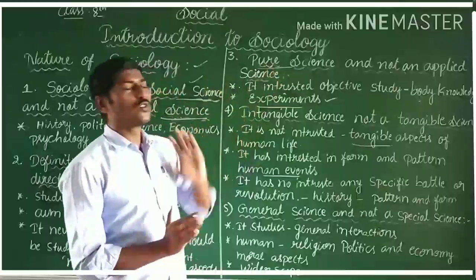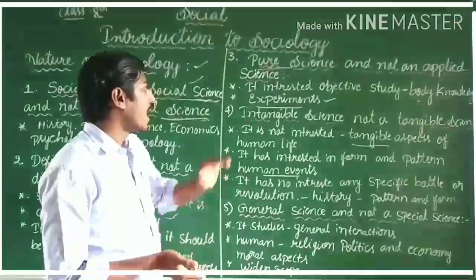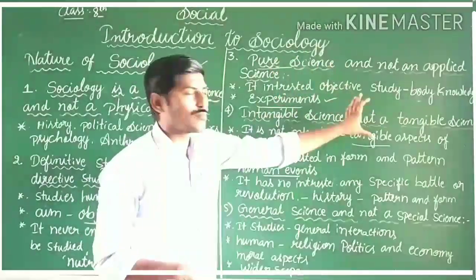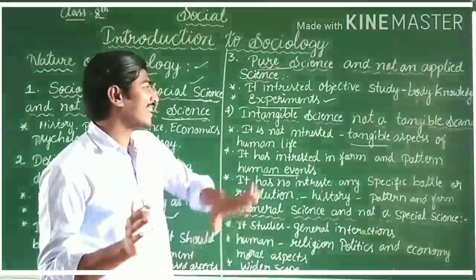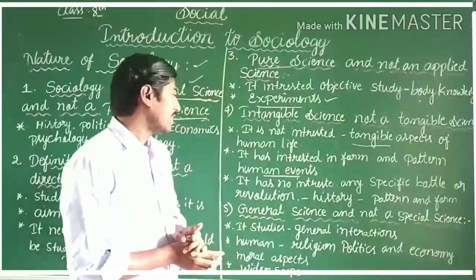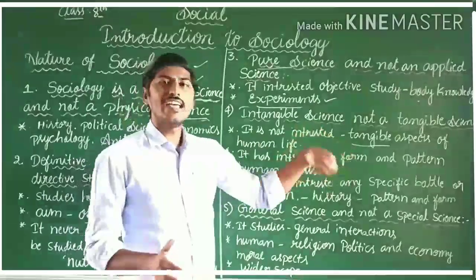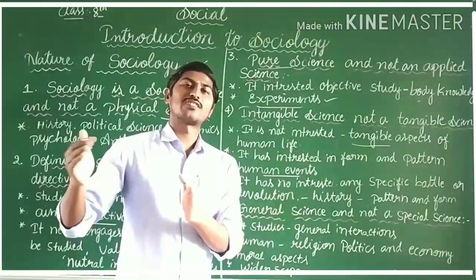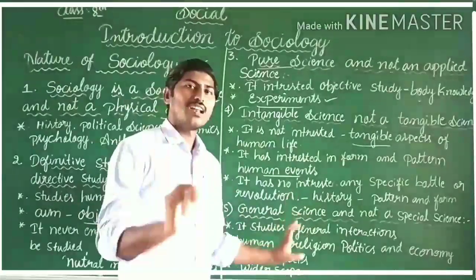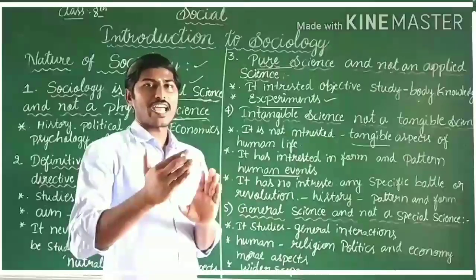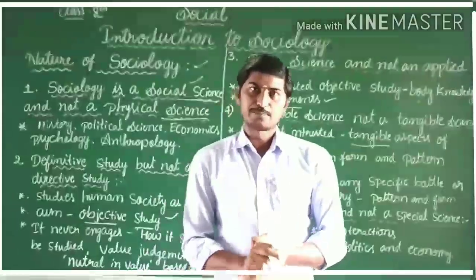The third one is that it is a pure science, not an applied science, because we cannot do any experiment in sociology. And it is an intangible science, not a tangible science, because sociology does not involve the tangible aspects of human life. The fourth one is that sociology is a general science, not a special science like physics, chemistry, biology. It is a general science because we can learn the general interactions of human life. They are the main nature of sociology.